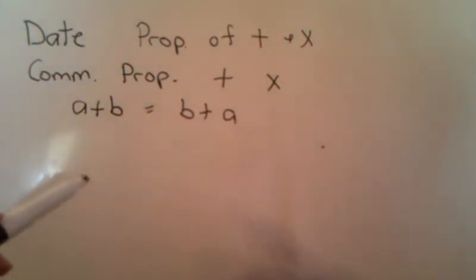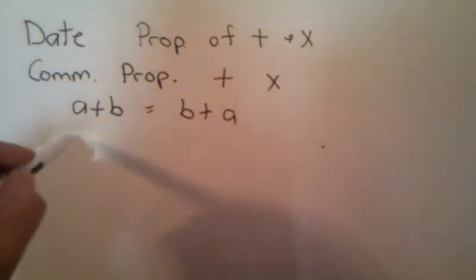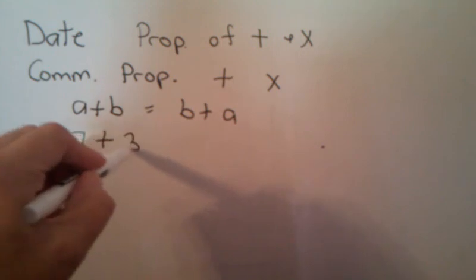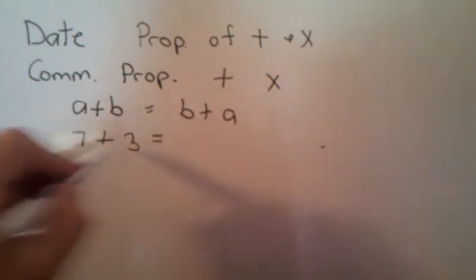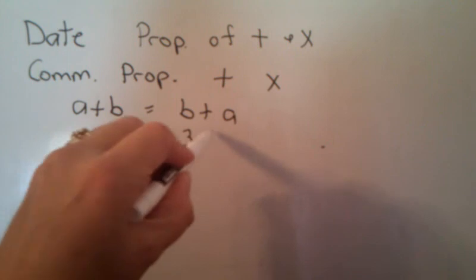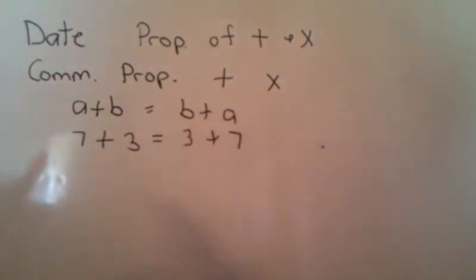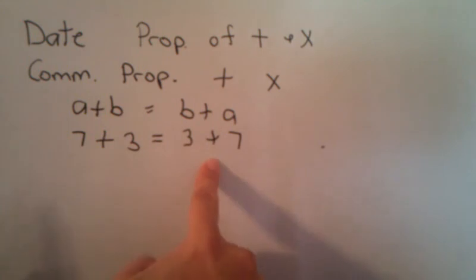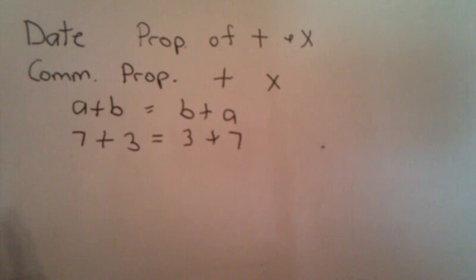That means, what number should we have A be? Let's say A is 7. And what is B? 3? Okay, 7 plus 3. B we said was 3, and A was 7. I can turn them around, but I'm still going to get the same answer. 7 plus 3 is 10. 3 plus 7 is 10. It doesn't matter which order you add them.